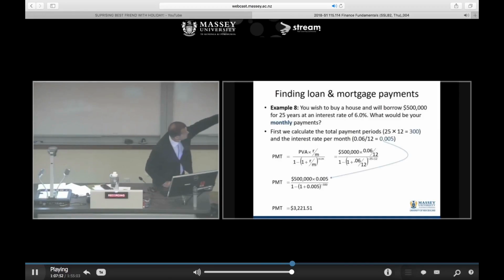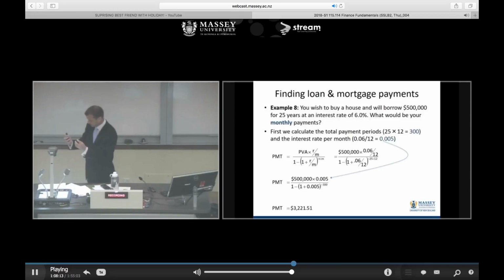We could just do the whole formula, chuck it in like that. I actually like to, as a step-by-step process, if I'm doing this by hand, work out how many payments there are first of all, 300, then what is the interest per period, or in this case per month, 0.5%. Then put that into the original formula. So you do the adjustment bits first, plug those in.